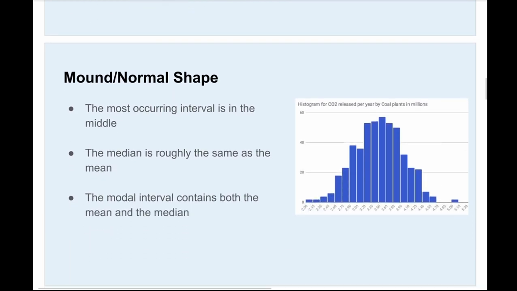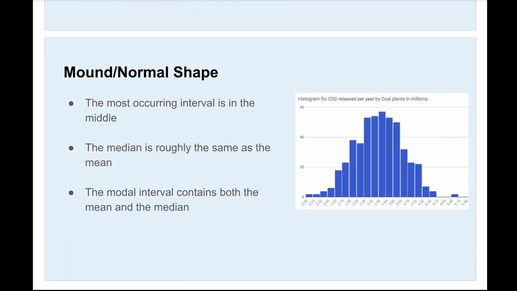The mound or normal shape, we've talked about it before briefly in terms of normal distribution, but in a mound and normal shape, the most occurring interval is in the middle. So we can clearly see that we kind of have that peak right in the middle here.